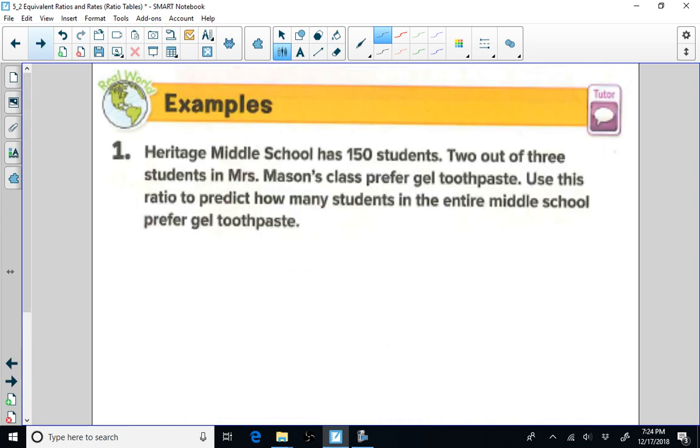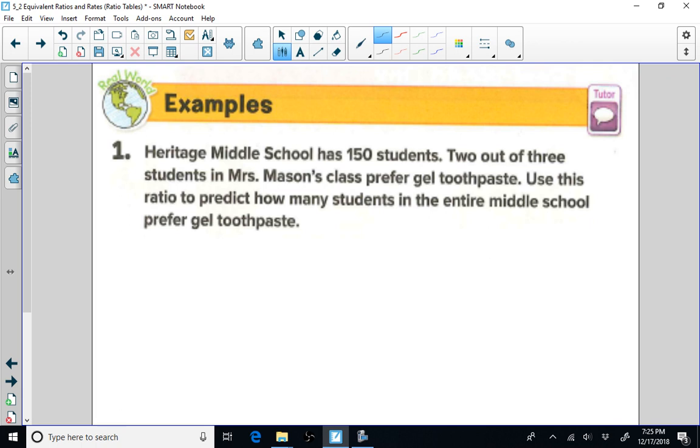Okay, let's continue. Now, we're going to take a look at some ratio problems. Heritage Middle School has 150 students. 2 out of every 3 students in Mrs. Mason's class prefer gel toothpaste. Use this ratio to predict how many students in the entire school prefer gel toothpaste. Well, I think this is a prime candidate problem for a tape diagram. So let's try it.